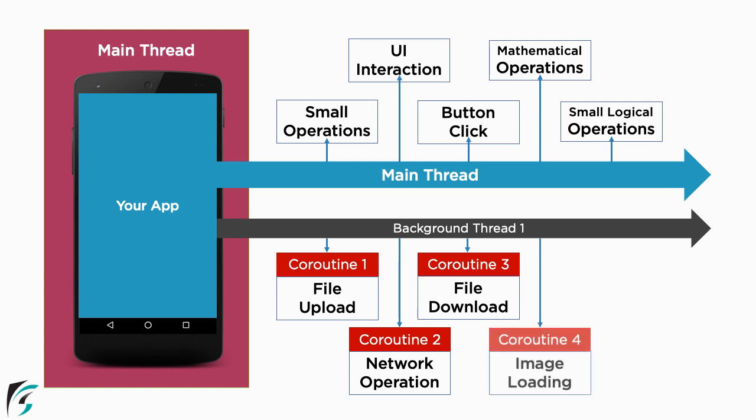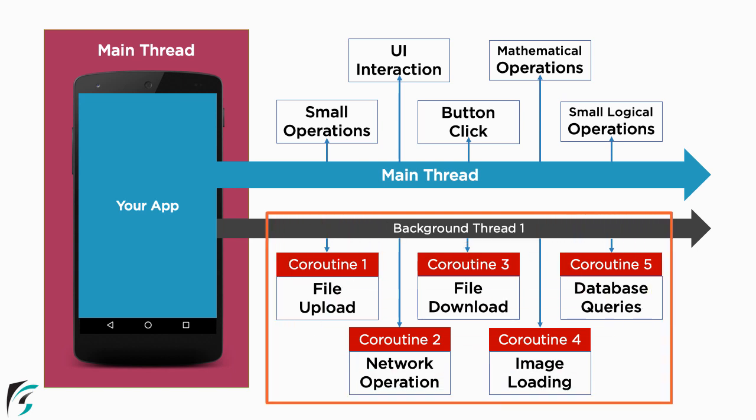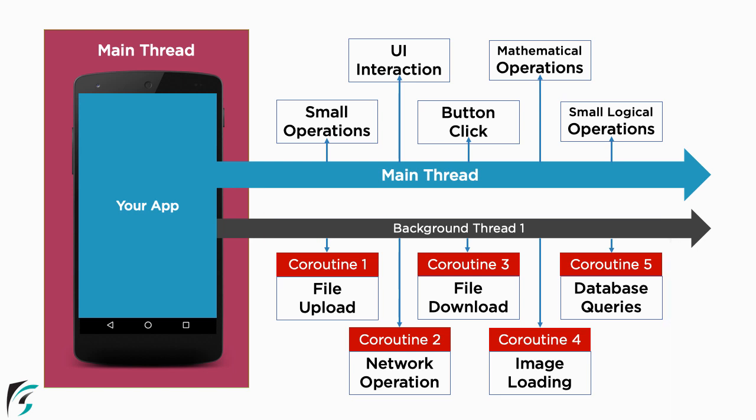Similarly, we can have more coroutines to perform other operations like this. In short, with the memory consumption of one background thread, you can perform so many heavy operations. How cool is that? So this is what a coroutine does. Nice and simple. So I hope now you got an idea of where a coroutine fits in your application.